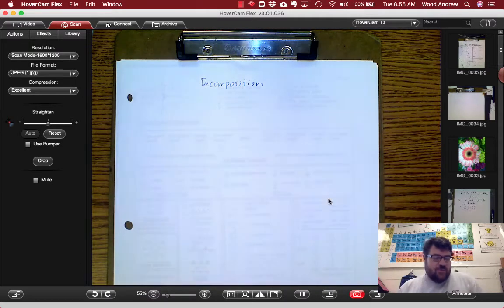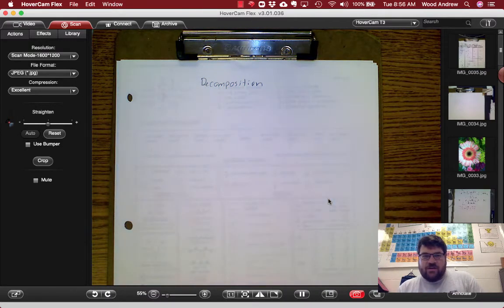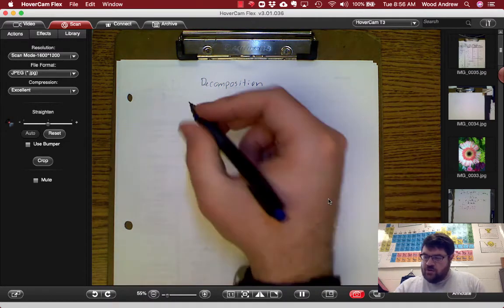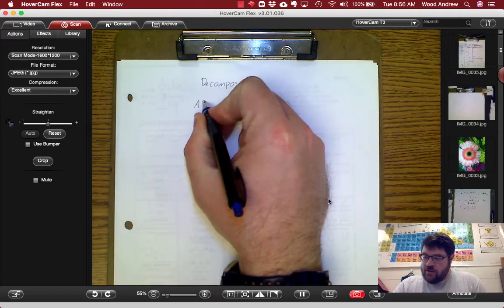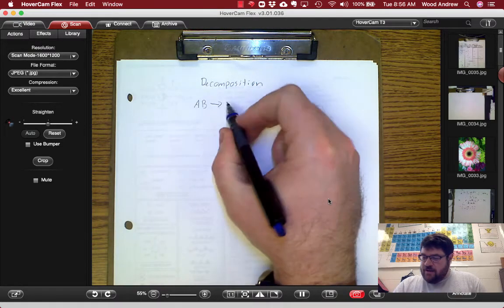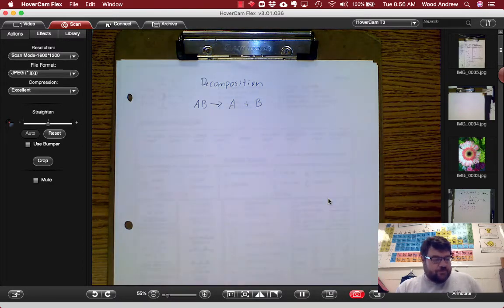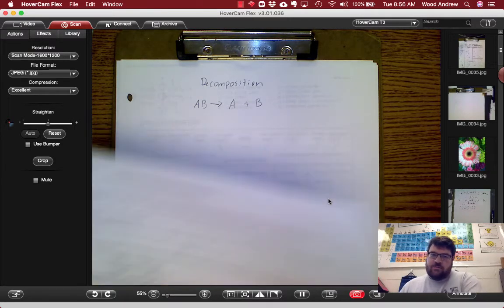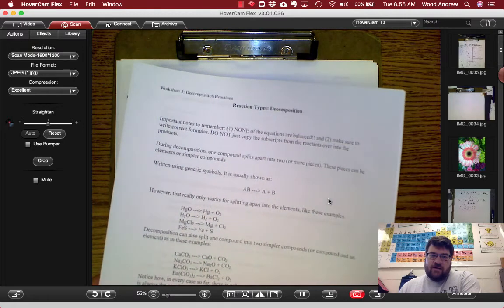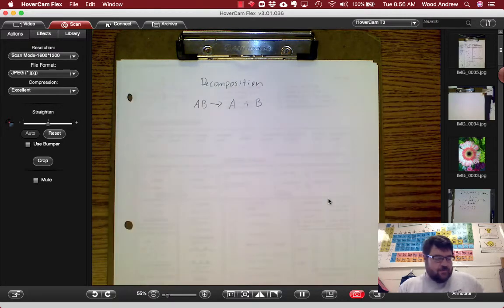And the name itself should be pretty self-explanatory. This is when something decomposes. You start with a compound, and it breaks down into substance A and substance B. It just splits apart. Now, for a lot of things, that's really simple. And again, I'm working from our packet, worksheet 5, decomposition reactions.